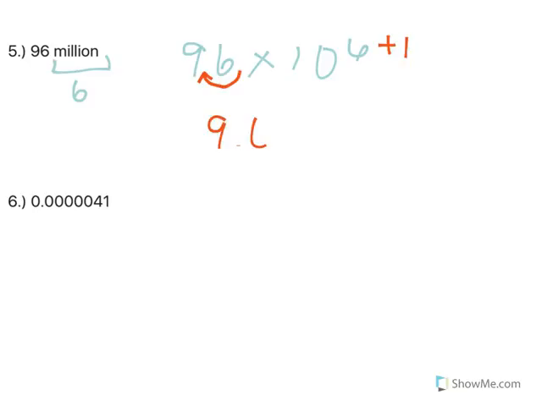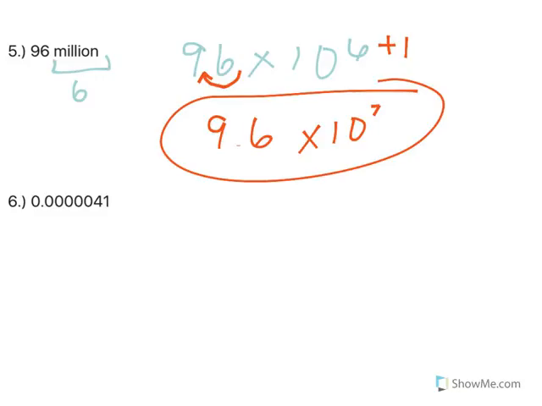96 million. As I just mentioned, million is 6. So this is 96 times 10 to the 6th. Well, this, we need to move it over, but 96 is a big number. So our exponent's going to go up by 1, and 9.6 times 10 to the 7th. That's kind of a review of what we've done in the past.